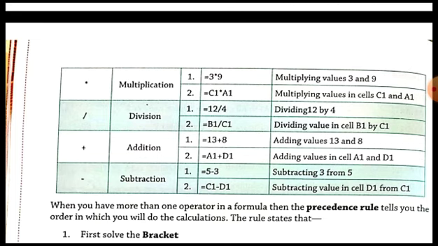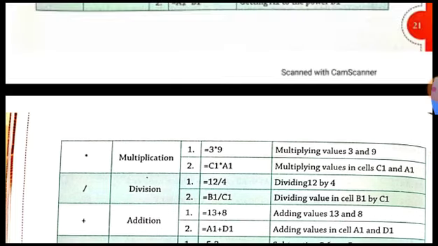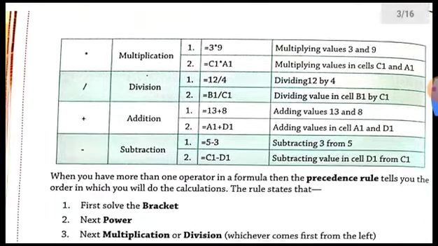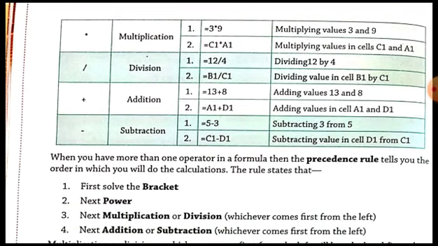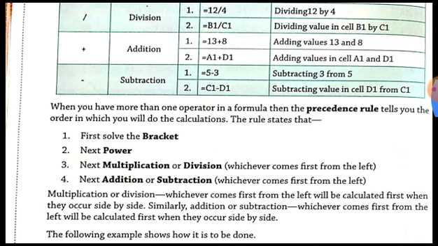Okay, all these are very similar to what we have studied. So in this way, when you have more than one operator in a formula, then the precedence rule tells you the order in which you will do the calculation. So what is the precedence rule here? The rule states that first of all the bracket will be solved. That is why we use a bracket here.